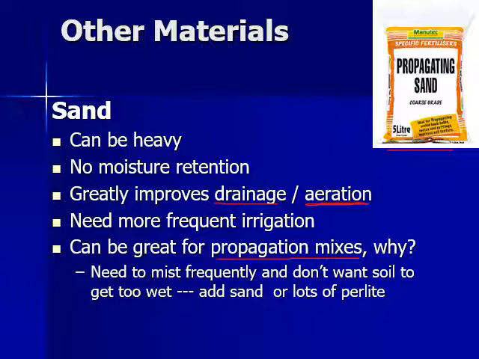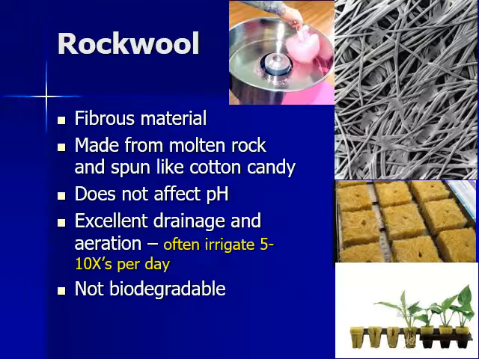Why? Because in propagation we're misting frequently, right? So lots of water, and we want to make sure we don't drown our cuttings. So adding sand or lots of perlite will improve the drainage so that we don't get root rot in our newly formed roots. So that's kind of a precarious time for cuttings.